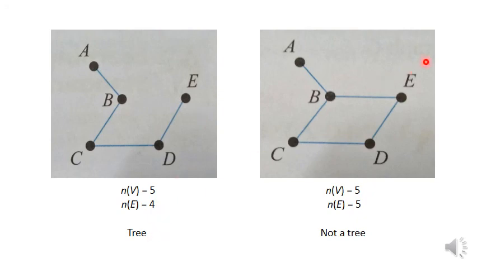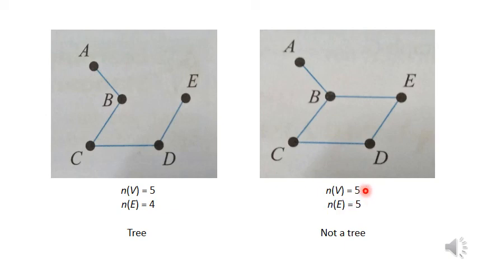But look at the second graph. Count how many vertices. 1, 2, 3, 4, 5. Number of vertices is 5 because there are 5 dots. Okay, how about edges? How many edges? 1 line, 1 edge. 2 edges, 3 edges, 4 edges, 5 edges. So number of edges is 5.